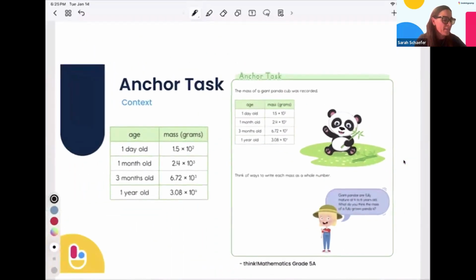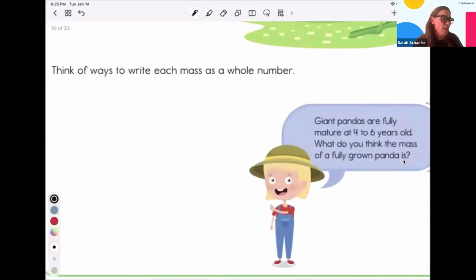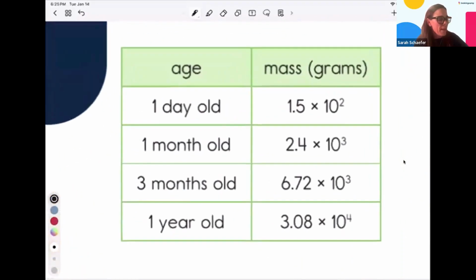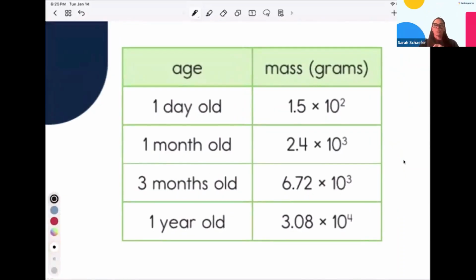And our friend here, Hazel, is telling us that giant pandas are fully mature when they get to 4 to 6 years. And so I've taken this table, and I'd like us to try to figure out how visually, right? Because we're trying to connect this idea of powers of 10 in relationship to visual models. And so I'm thinking of this 1.5 times 10 to the second power.